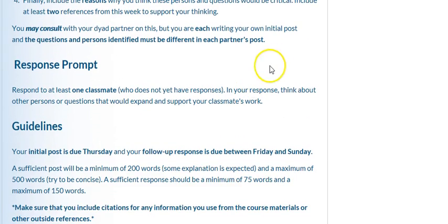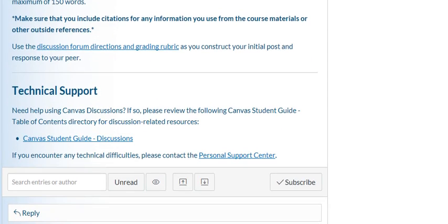So you can talk to your dyad or triad partners on this, but you are each writing your own initial post, and the questions and persons identified must be different in each partner's post. So this is not a group assignment. This is, again, an individual assignment, and you're going to respond to at least 1 of your classmates.